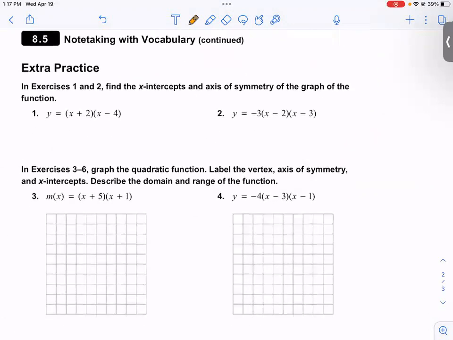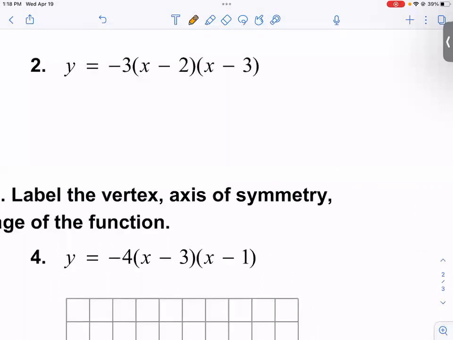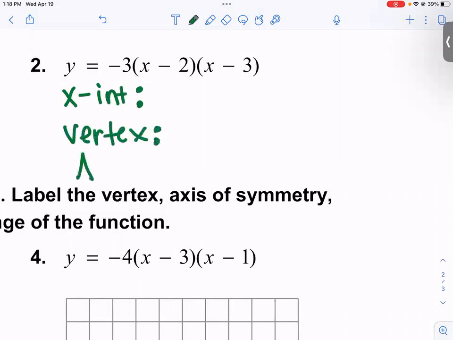Okay, I would like you to go to the next page. And on number 2, I would like you to find the x-intercepts, the vertex, and the axis of symmetry. All 3 of those things. Go.